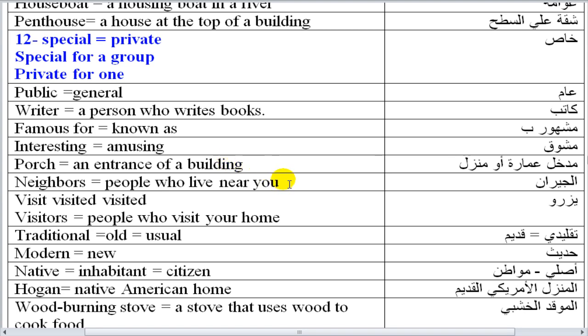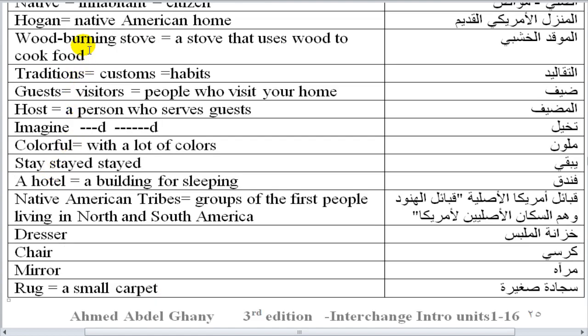Neighbors. People who live near you. Visit, visited. Visitors, people who visit your home. Traditional, old, usual. Modern, new. Native, inhabitant, citizen. British native, American native. Hogan, Native American home. Wood-burning stove, a stove that uses wood to cook food. Traditions, customs, habits.